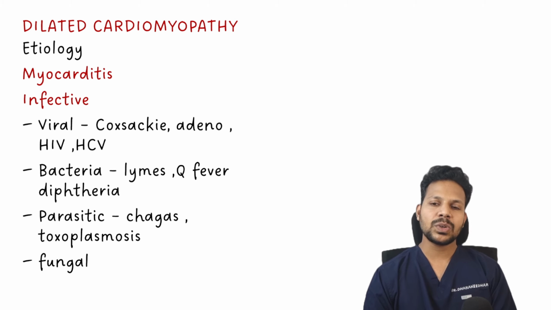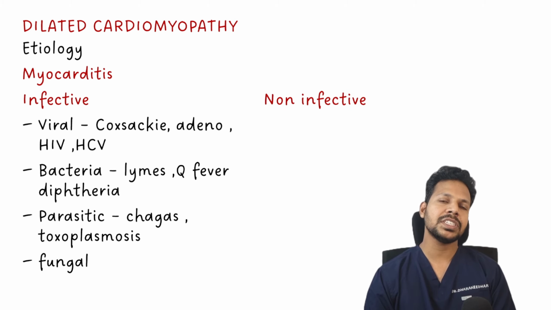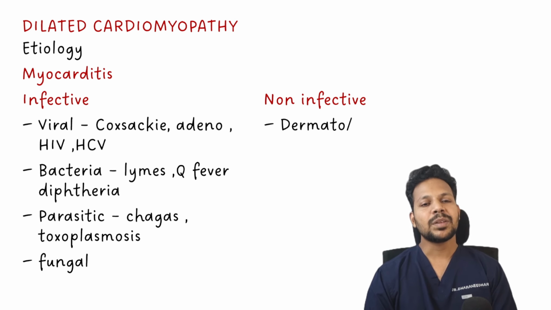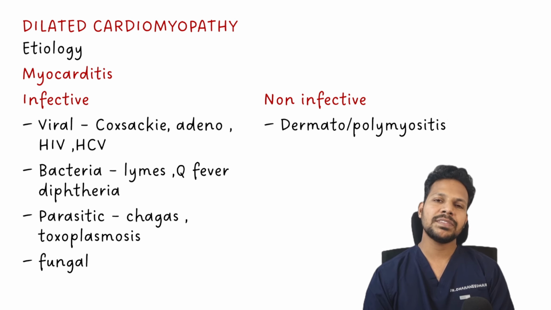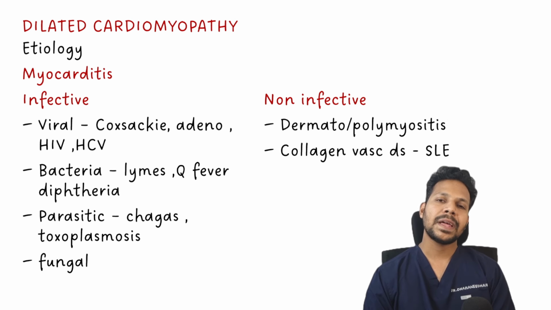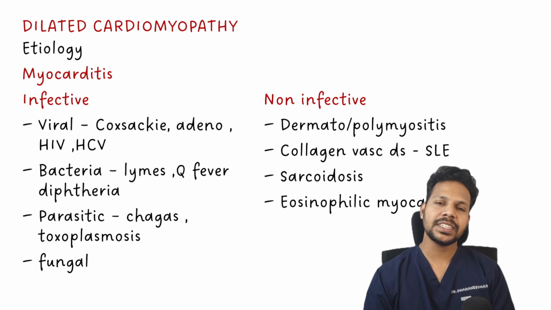And there are certain non-infective causes where there is significant inflammation in the ventricular myocardium, resulting in left ventricular dysfunction, that is left ventricular systolic dysfunction. They are dermatomyositis or polymyositis, collagen vascular disorders like SLE, then sarcoidosis and eosinophilic myocarditis. I hope you appreciate that sarcoidosis can result in both restrictive cardiomyopathy as well as dilated cardiomyopathy.